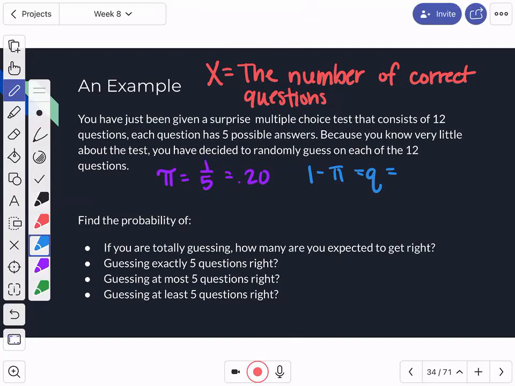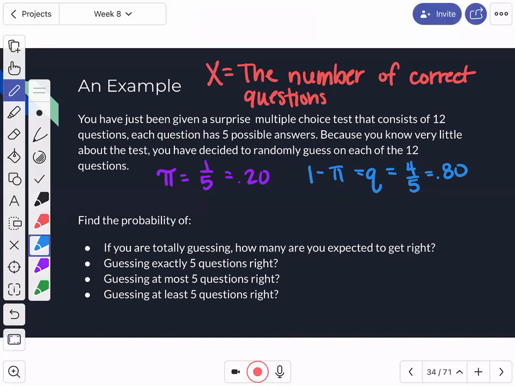But 1 minus pi is 4/5 or 80%. So there's a 20% chance I get any one question correct, but there's an 80% chance I get any one question wrong. The odds are not in my favor right now to begin with. Does everybody understand that, right?